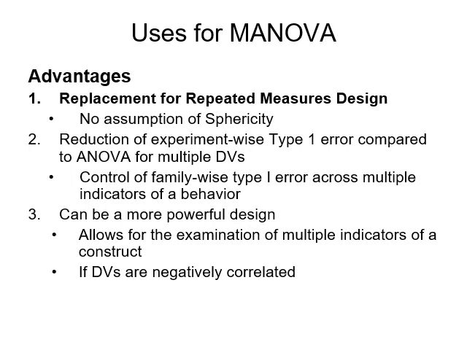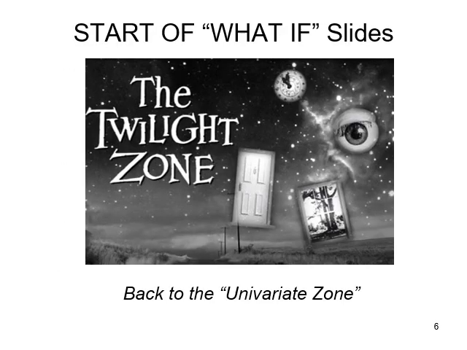So let's get back to that replacement of the repeated measures design reason for using a MANOVA. So we're going to start a what-if slide. We're back to the univariate zone. Think of this as a little sub-lecture that we can just plop right into that lecture from last year on repeated measures, when I simply said one of the alternatives to violating sphericity was to do a MANOVA.